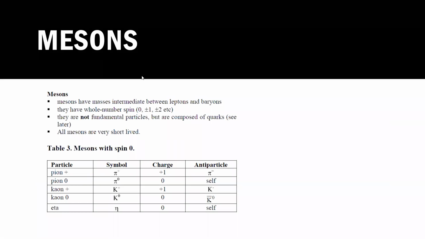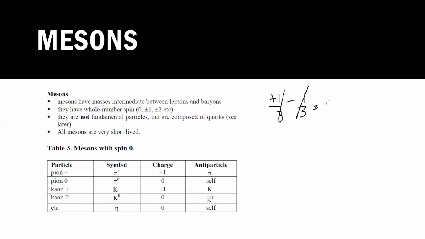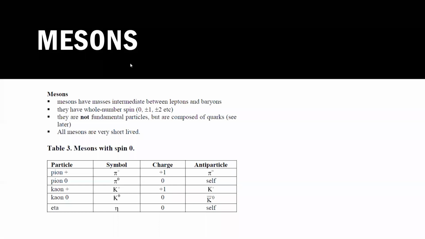Mesons, what are mesons? The combination of quark and antiquark is called a meson. And the baryon number for a meson is 0, because one is a quark and the other is an antiquark. So if one is plus 1 by 3, the other one is minus 1 by 3. As a result, the baryon number will be 0. So pion, positive pion, kaon, these are examples of mesons.